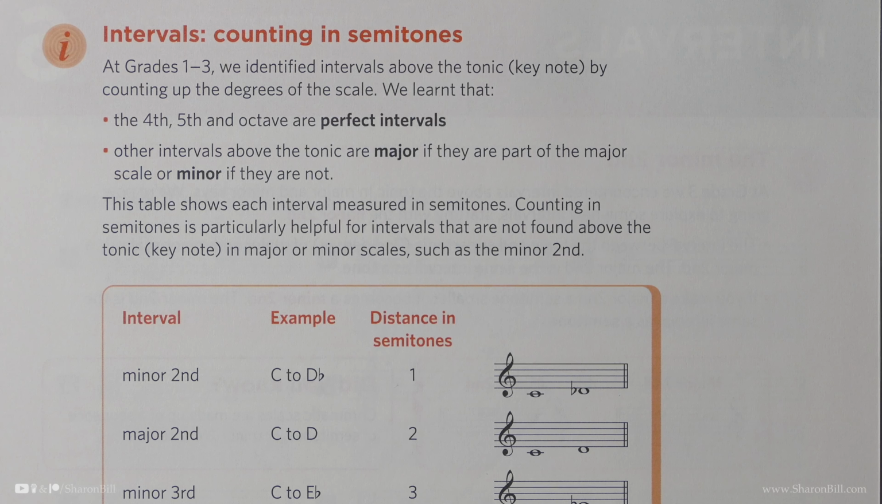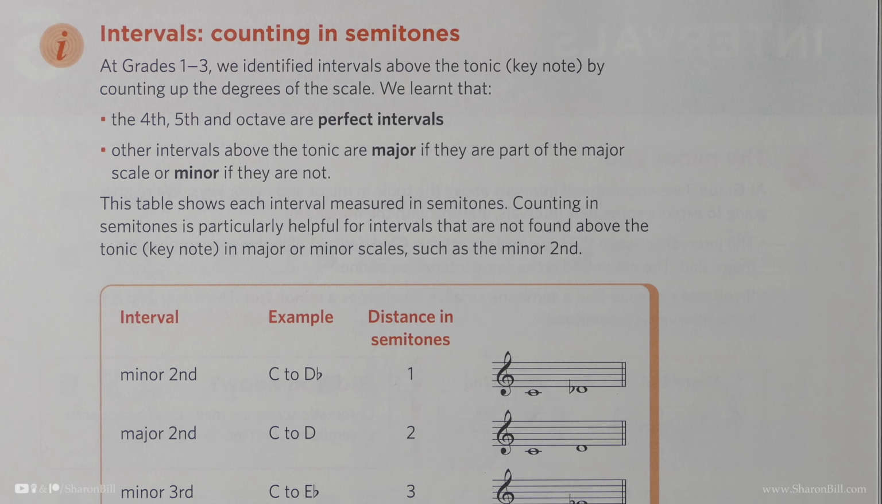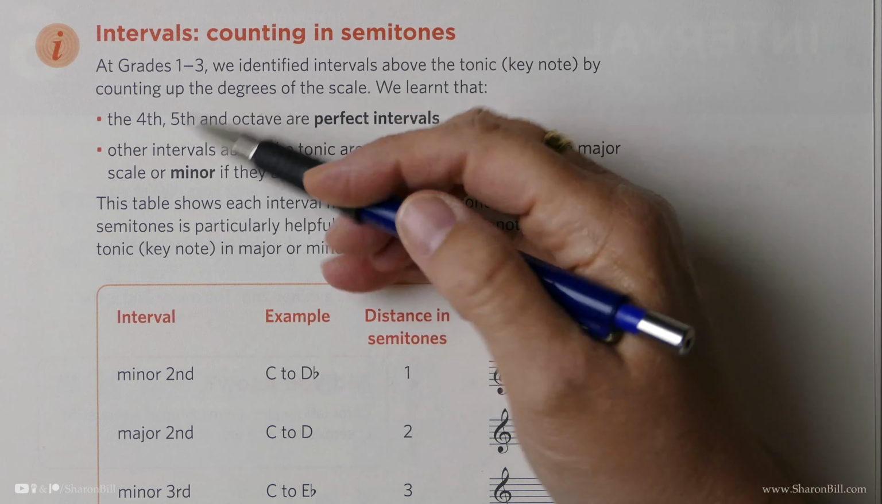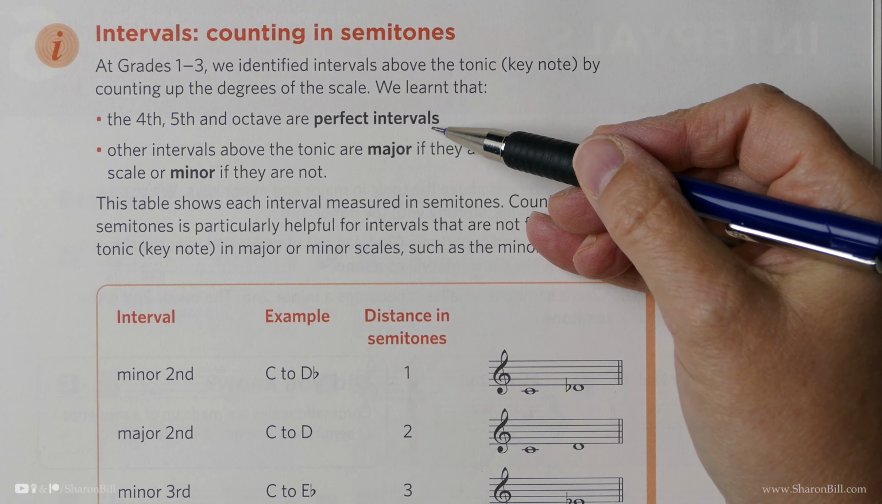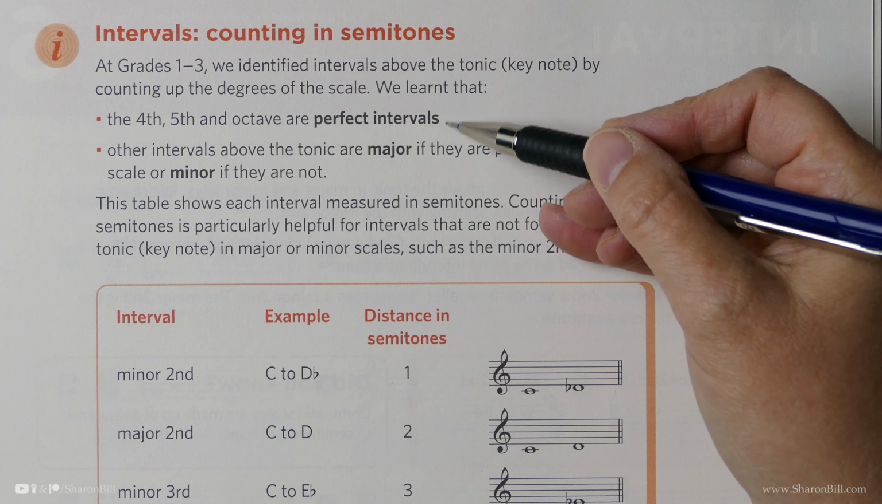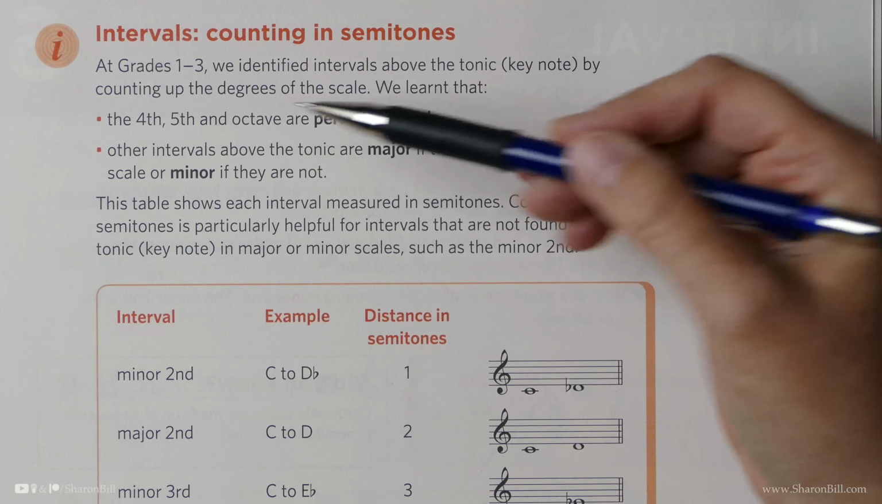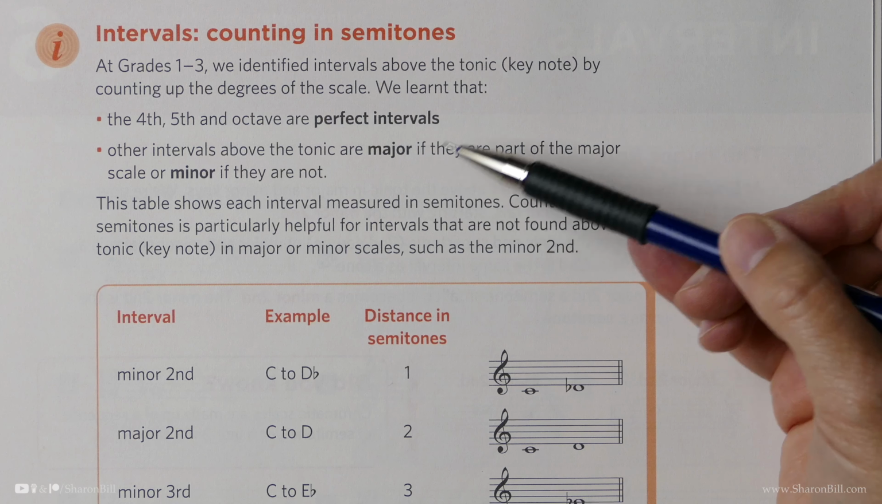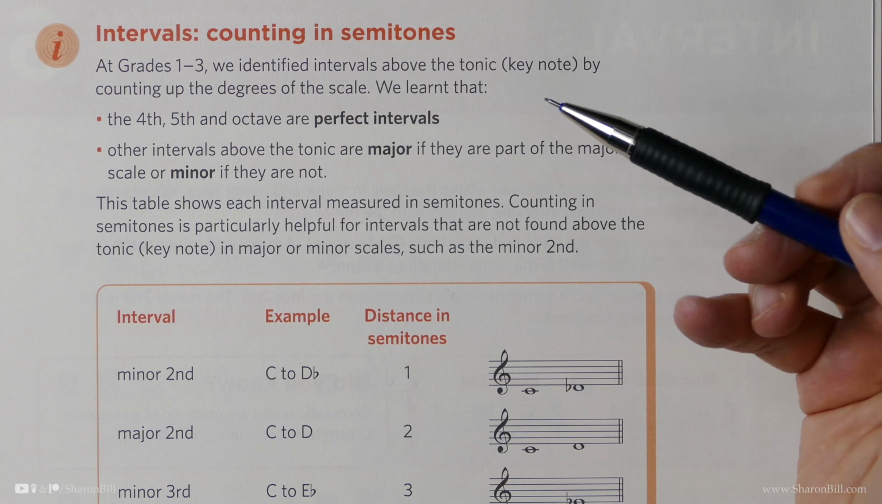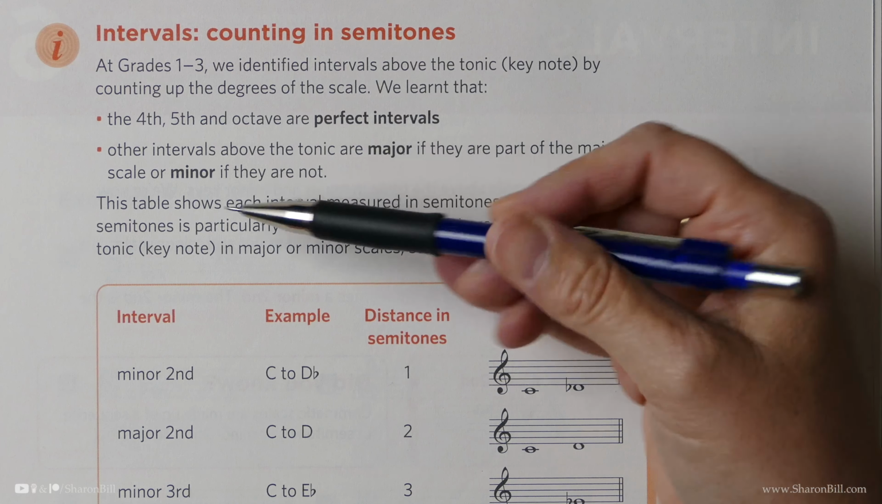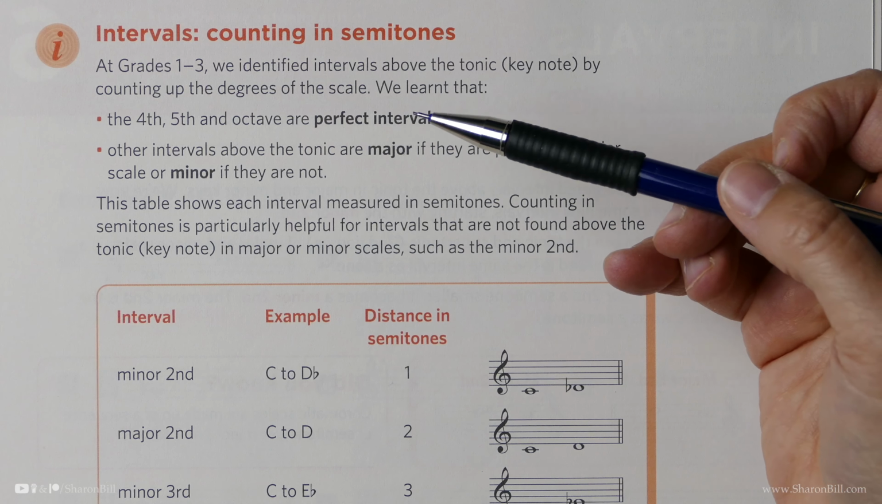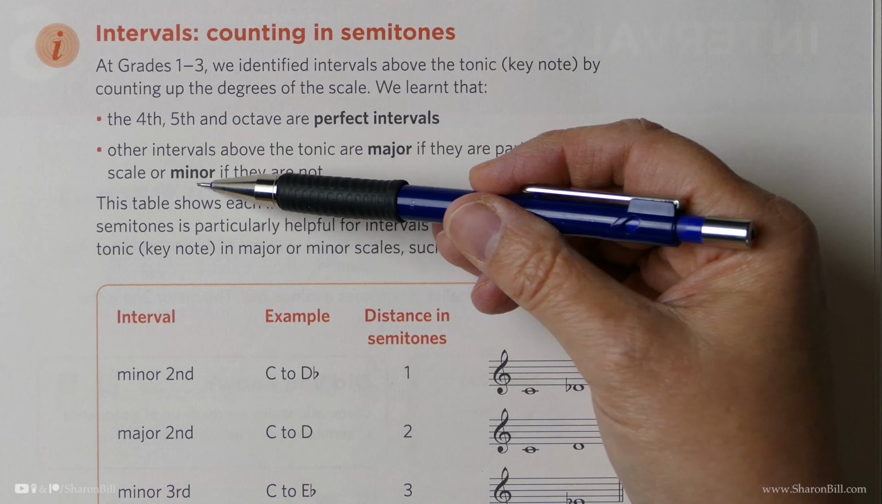Here we are on page 40 of the Grade 4 Discovering Music Theory workbook, and we have a handy little reference chart of all the different intervals in semitones. Now, we know that fourths, fifths and octaves are perfect intervals, so any unaltered interval within a scale pattern are perfect if they are fourths, fifths and octaves. And then we also know that we can have major or minor intervals as well. Remember that major means greater, minor means smaller. It's not necessarily that it's part of the major scale or the minor scale.